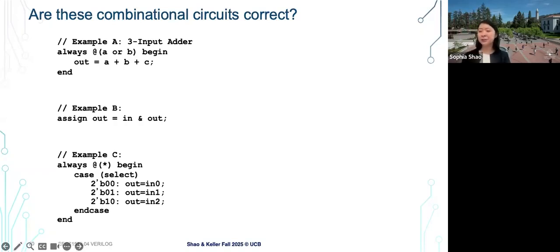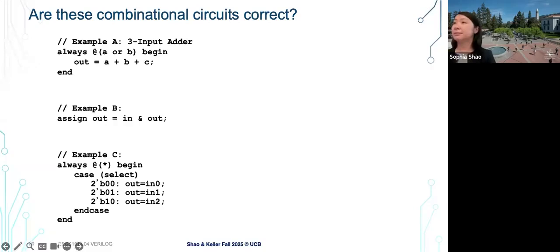Okay, well, let's go through those three examples and we'll get back to the always block questions. First, let's look at the first example. We want to do a 3-input adder, and here we use an always block to describe this combinational circuit. Is this one correct? Any guesses? Any thoughts?